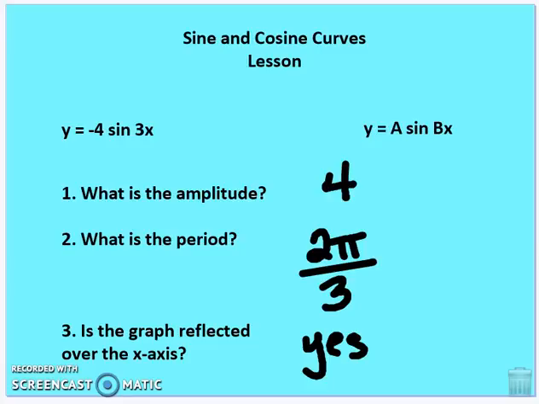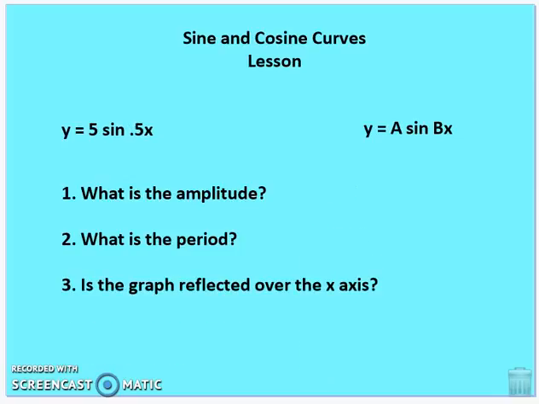All right, so the amplitude is 4. The period is 2 pi over 3, and the graph is reflected relative to the parent function. Second question, pause for a moment.